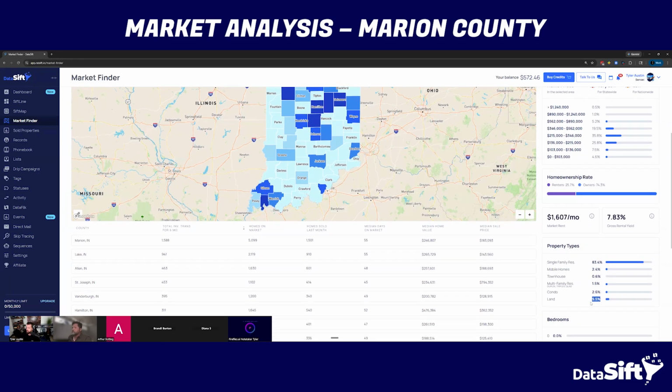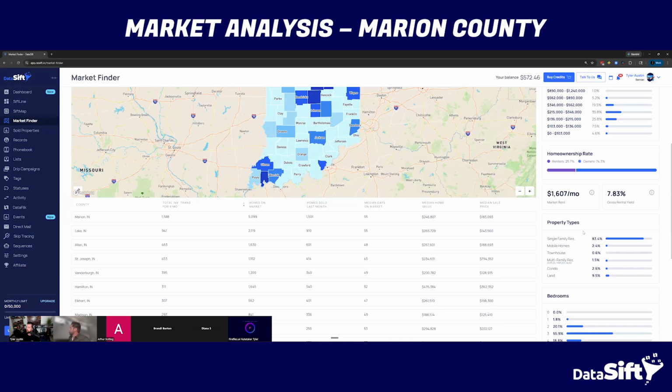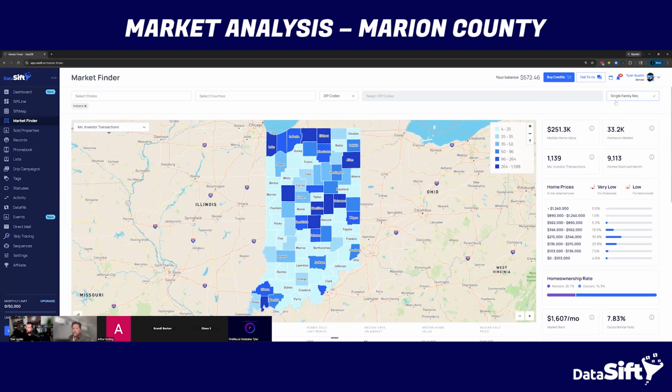But land is 10%. And so what I do want to do is switch this to single family residences because there is a larger percentage of land. There's some condos. Most people don't care about those, but I want to focus on single family. So I'm going to click the drop down, choose single family, and click apply. That's going to show me a different median home value that might be a little different because land sales and everything else isn't involved in that.